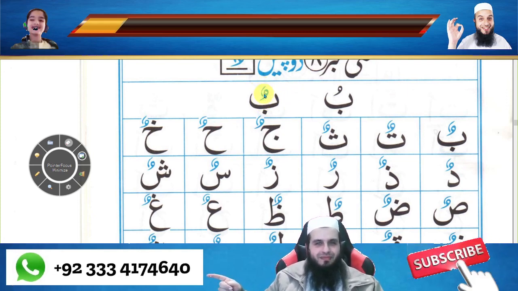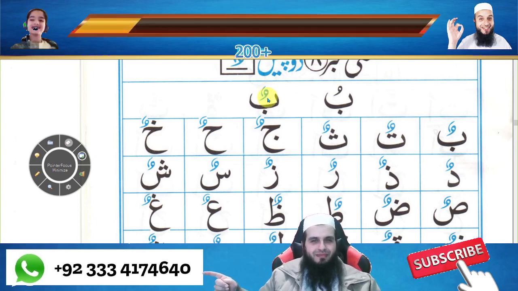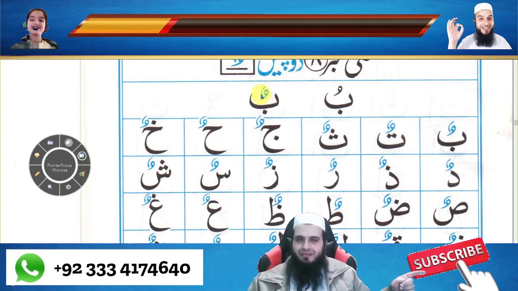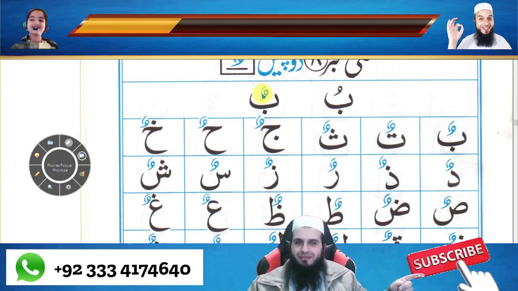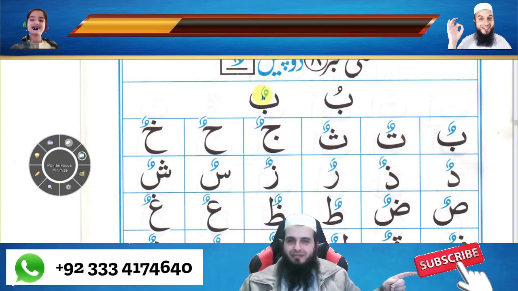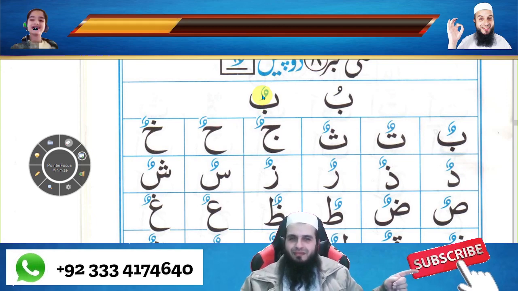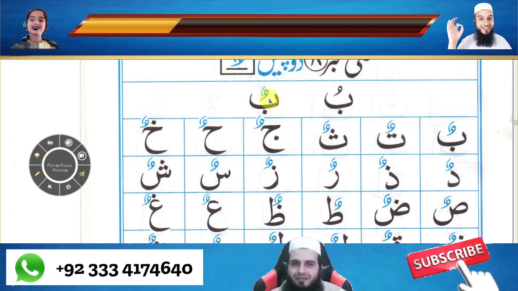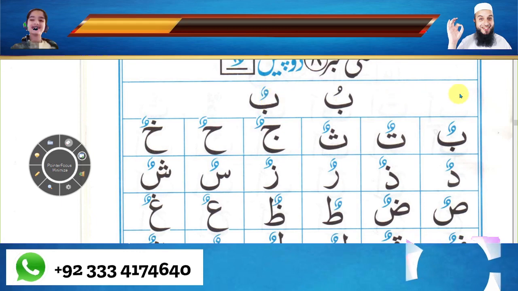Just keep this in mind. Two pesh: when there is a pesh sign and next to it is a reverse pesh like this, here it means that this is two pesh. So what is the sound of two pesh? Bun. So what should be ba two pesh? Bun. Brilliant, you're a genius.